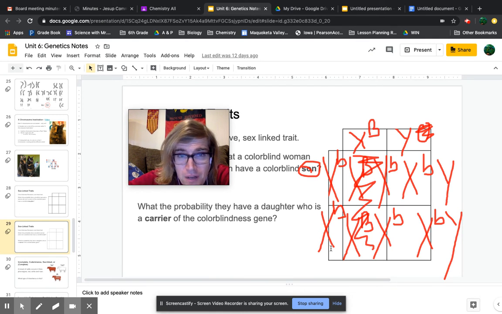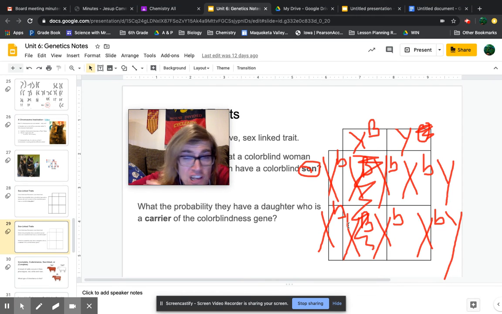Well, 100% probability that they'll have a daughter who's a carrier. Why are they a carrier? Because they have the recessive allele. But do they themselves have the recessive trait? No, they don't. They need to have 2 to have the recessive trait, like their mom. Mom has 2 recessive alleles, therefore she has the recessive trait, being colorblind. She can't tell red from green, for example.